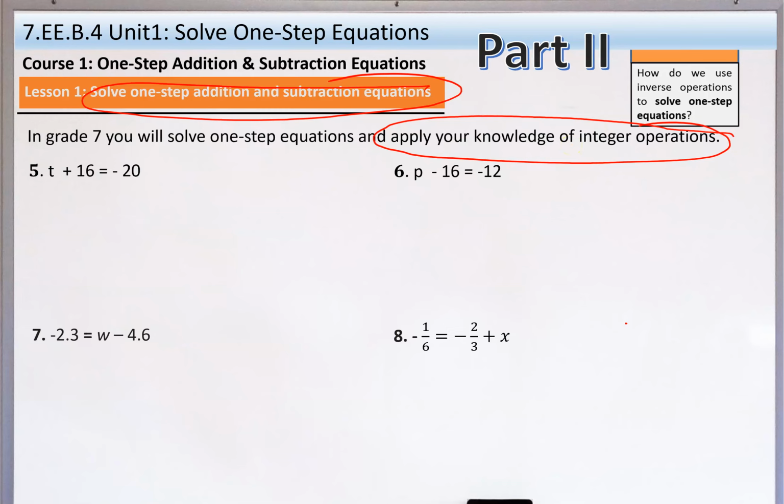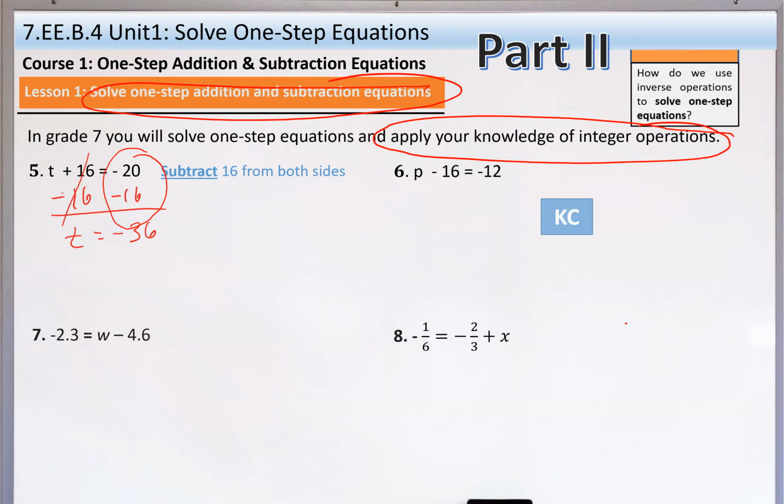So, as the number t plus 16 equals negative 20, the inverse of addition is subtraction, so I need to subtract 16 from both sides. And here is where we separate grade 6 from grade 7. Now that you know how to add integers with the same sign, we know that t is equal to negative 36.